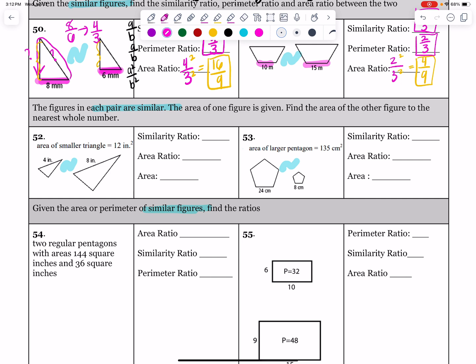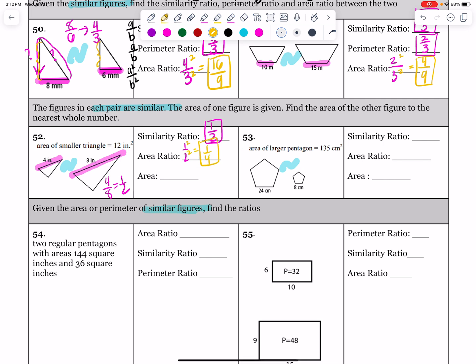All right, now this one's interesting. This one, all of a sudden, they do give you corresponding pieces. So watch, they give you the 4, they give you the 8. Same thing as before, 4 over 8 reduces to 1/2. So that is the similarity ratio. It's also the perimeter ratio, but they don't ask for the perimeter ratio this time. They immediately jump to asking for the area ratio, which is going to be 1 squared over 2 squared, which is equal to 1 over 4.